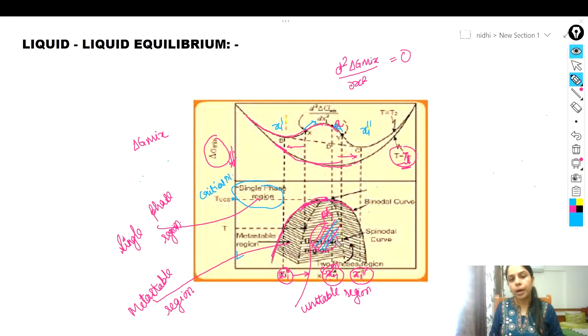So this is all about liquid-liquid equilibrium. Hope you will be able to understand this. Thank you.